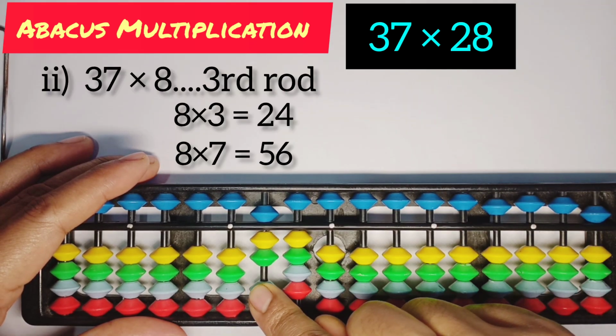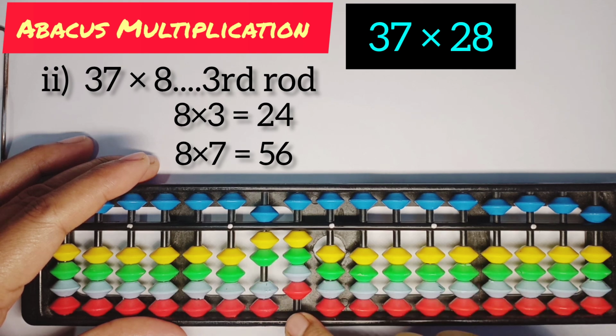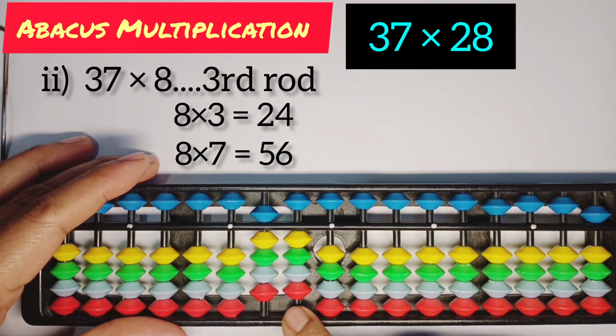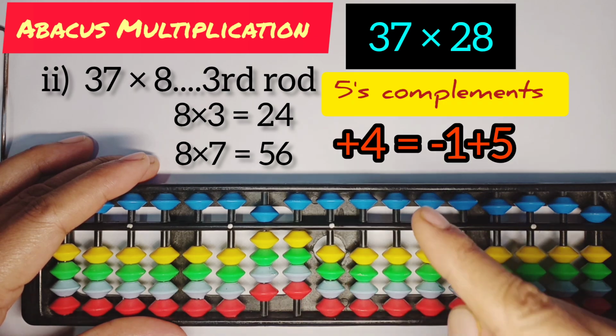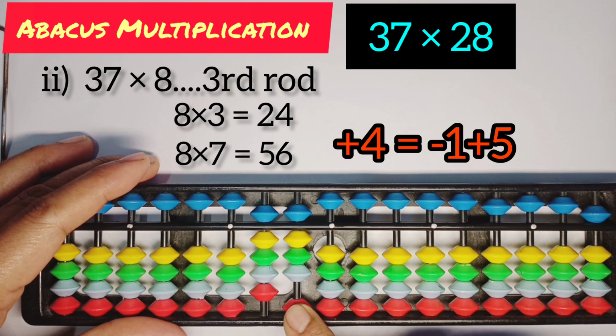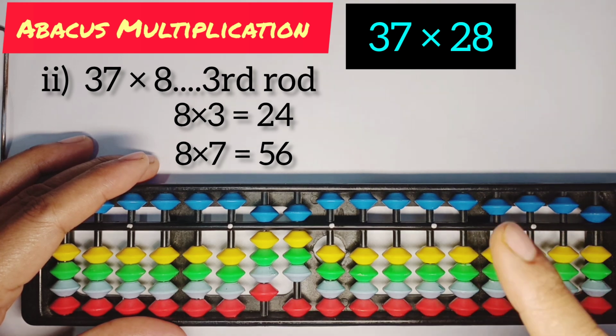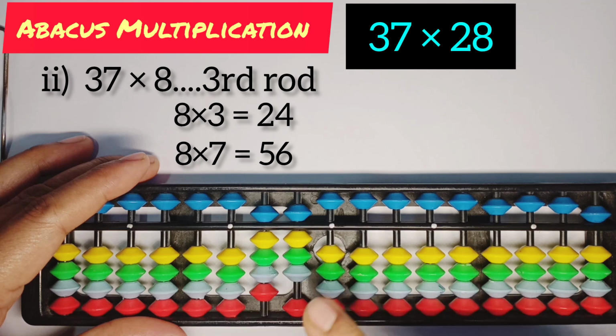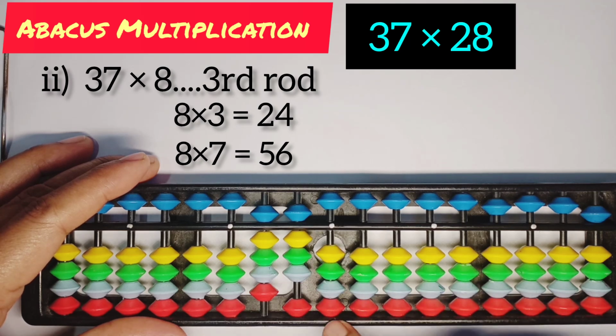8 times 3, 24. We need to add 2 on third rod and add 4 on second rod. We can add 2 directly, but we cannot add 4 directly. To add 4, we need to apply 5's complements. Add a 5, less a 1. We stopped here. 8 times 7, 56. As we stopped here, we will start from that place. We need to add 5 on second rod and add 6 on first rod.